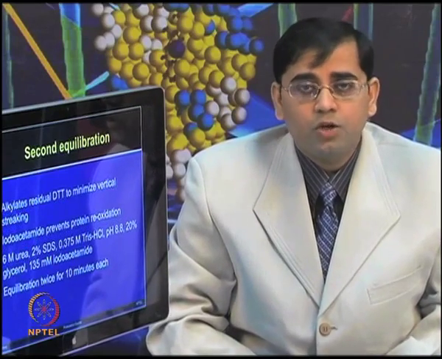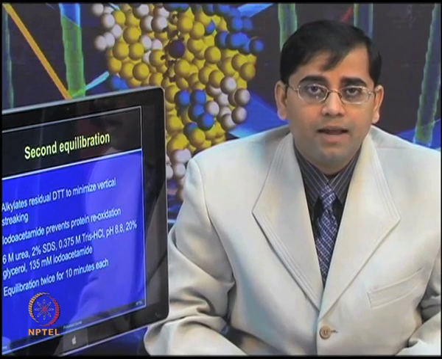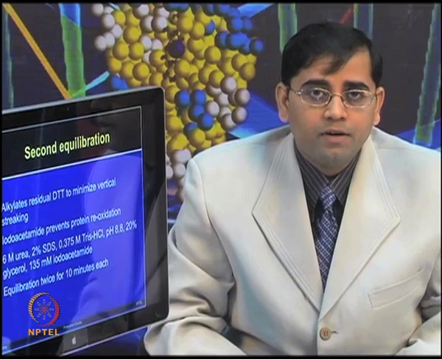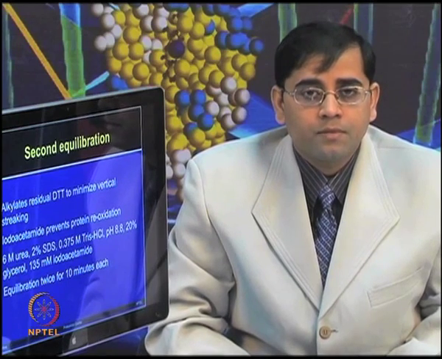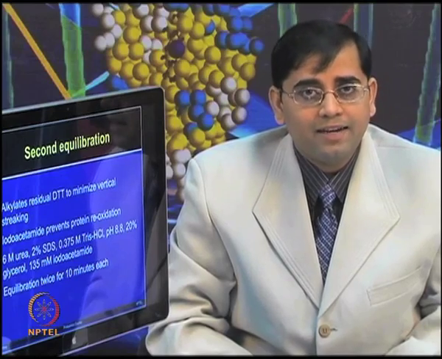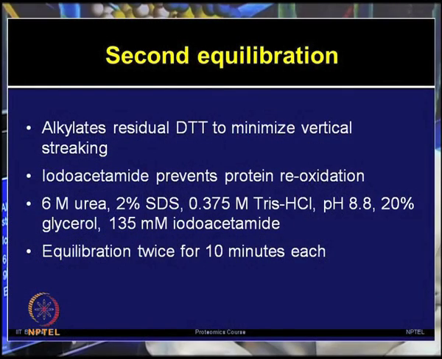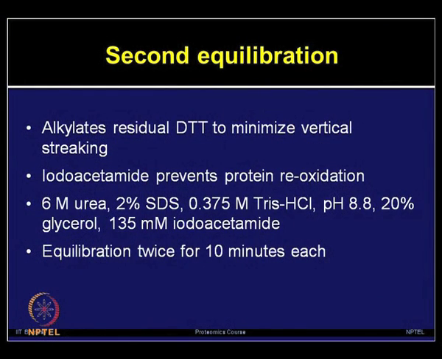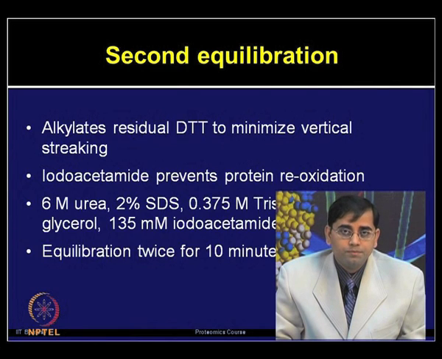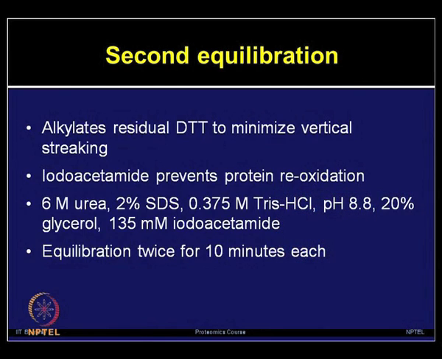Now, once you have done the first equilibration, you need to remove that solution and add a new buffer for second equilibration. Now, this buffer recipe is also exactly similar to the last one, except one change: DTT is replaced with iodoacetamide. So, you can add 135 millimolar of iodoacetamide during the second equilibration step. Now, this is very important because IAA can alkylate the residual DTT and it minimizes the vertical streaking. It also prevents the reoxidation.